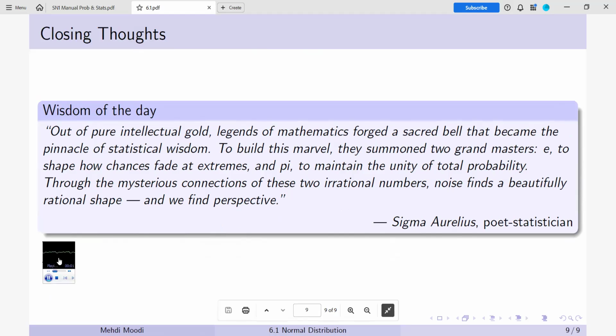Out of pure intellectual gold, legends of mathematics forged a sacred bell that became the pinnacle of statistical wisdom. To build this marvel, they summoned 2 grand masters, E to shape how chances fade at extremes, and pi to maintain the unity of total probability. Through the mysterious connections of these two irrational numbers, noise finds a beautifully rational shape, and we find perspective.